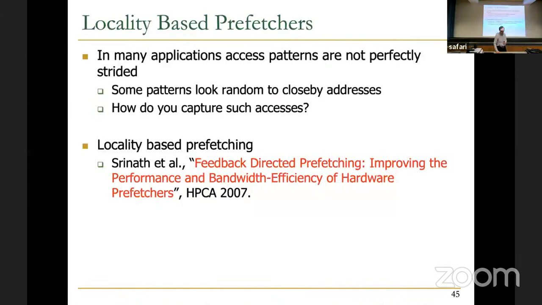Okay, so let's talk about a little bit more sophisticated prefetchers. In many applications, access patterns are not perfectly streaming or strided. Some patterns look random to close-by addresses. How do you capture such accesses? So a lot of existing processors actually use locality-based prefetchers. The best way it's described is in this paper, so I'd recommend you take a look at it. We're going to talk about that paper in a different way.